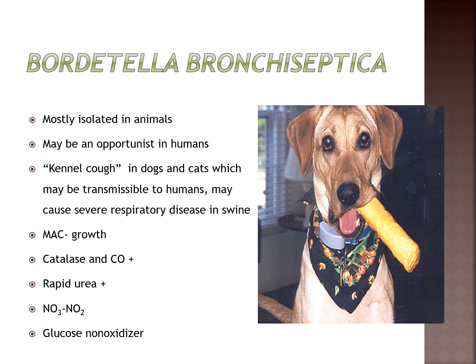Phenotypically, Bordetella bronchiseptica is quite different from Bordetella pertussis, but Bordetella bronchiseptica can lead to severe respiratory diseases not only in dogs but also in humans and pigs. This organism will grow on MAC. It is catalase and cytochrome oxidase positive, and the key reaction is that it is very rapidly urea positive. It will reduce nitrates to nitrites, and it is a glucose non-oxidizer.